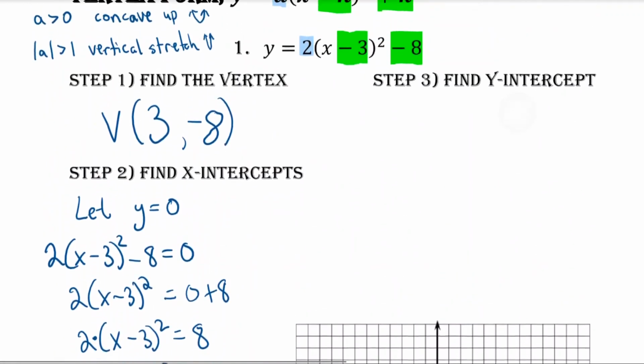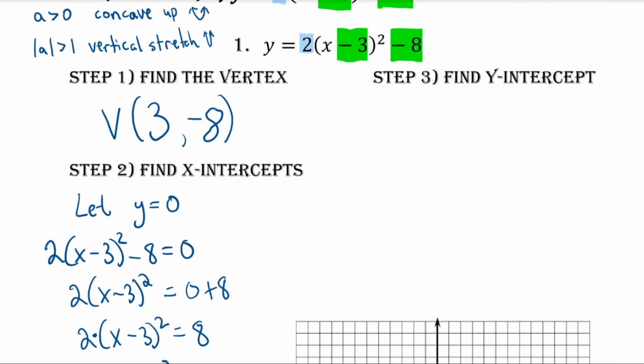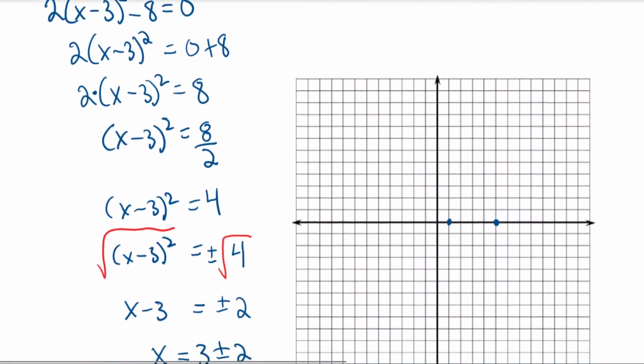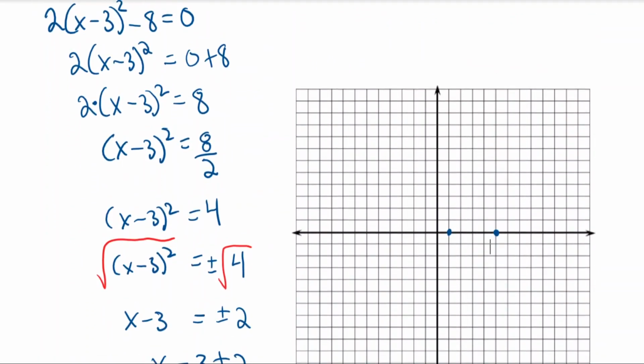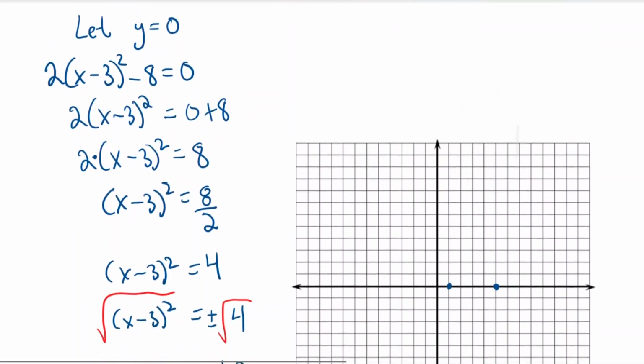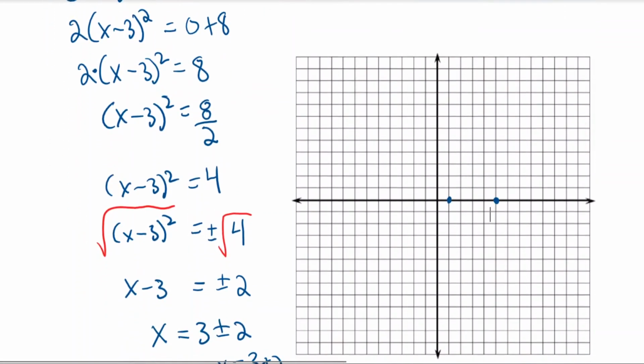All right, so that's step 2. We have our vertex and we have our x-intercepts. Let's actually draw our vertex in here as well while we're at it. So we've got 3, negative 8. Let's go 1, 2, 3, 1, 2, 3, 4, 5, 6, 7, negative 8. So here it is. So you could graph this equation right now.